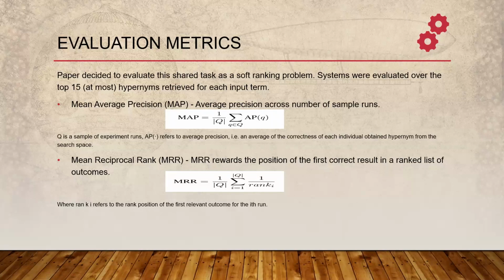And the second is mean reciprocal rank, which is MRR, which gives the rank of your first correct result. So now you have found a correct result, but is it ranked 13th or 12th or first? Based on that, this evaluation metric comes into the picture.